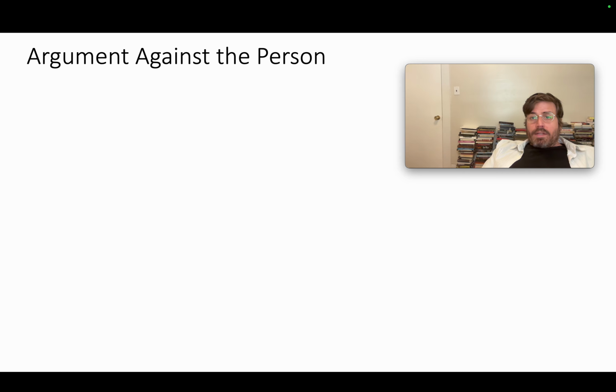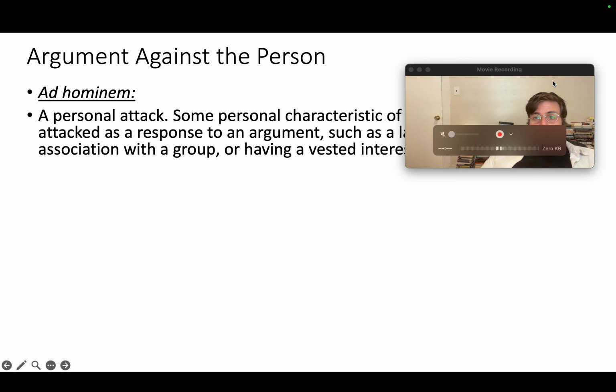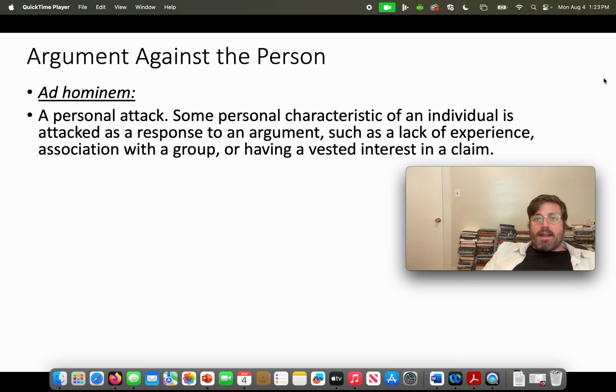Let's look in a little bit more detail at the kind of thing that would count as a fallacy. The most common kind of informal fallacy we find in everyday life is called ad hominem. This is a Latin expression that simply means a personal attack. An ad hominem argument is one where some personal characteristic of an individual is attacked as a response to an argument, such as their lack of experience, their association with some perceived negative group, or as having vested interest in a claim.